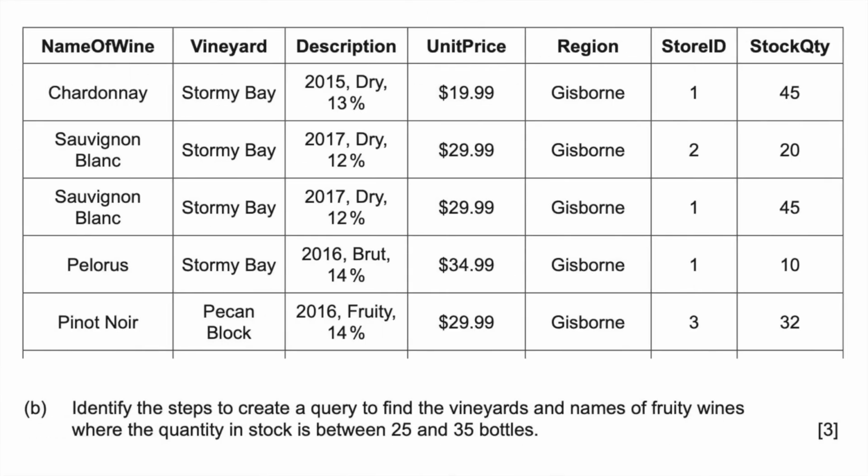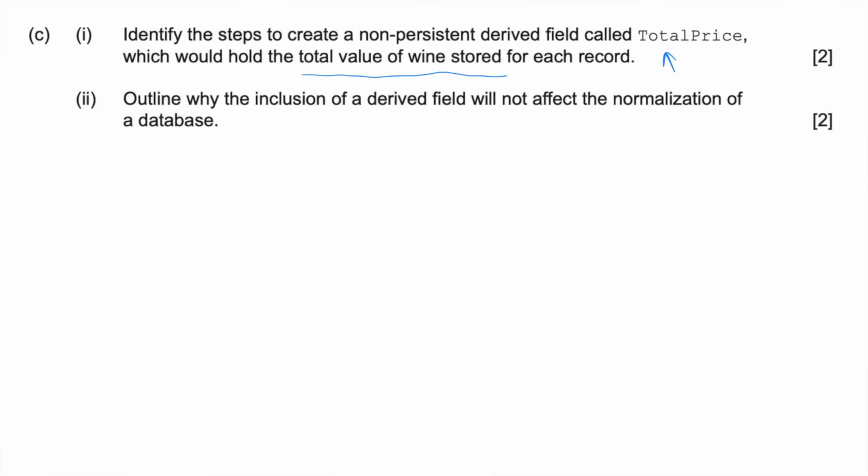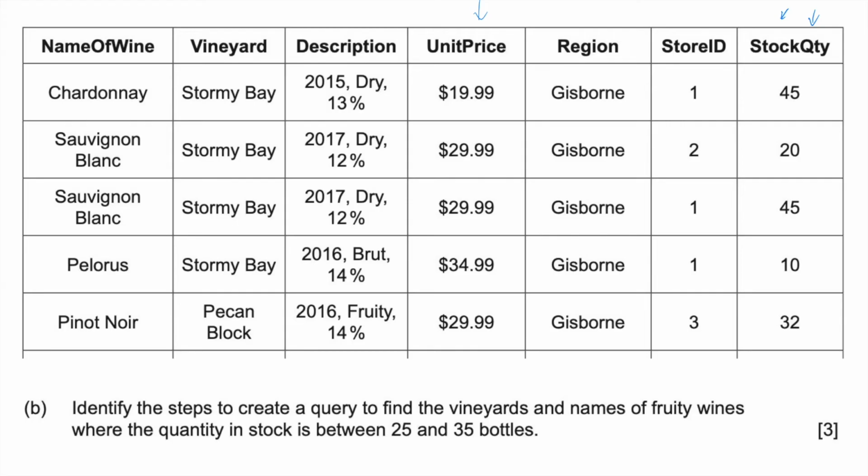So let's take a look at this table right here. We have a unit price for each unit of wine, and then we have the quantity of that particular type of wine that's been sold. So for each record, if we wanted to find the total price, we would have to multiply whatever is in the unit price by whatever is in the stock quantity.